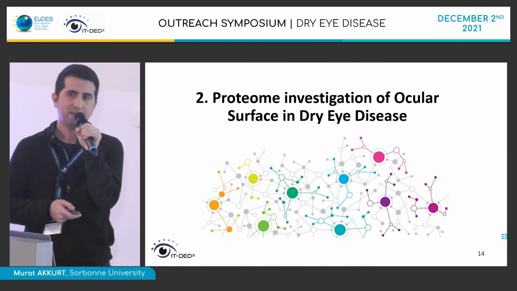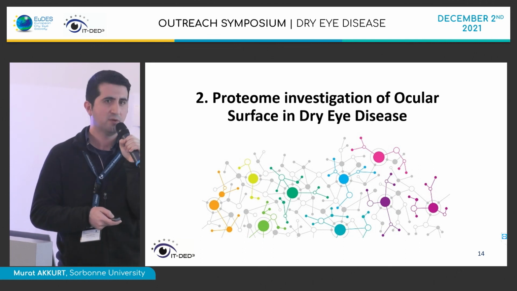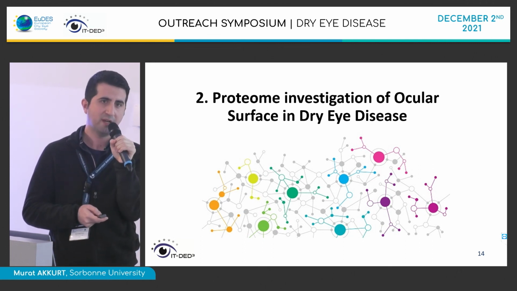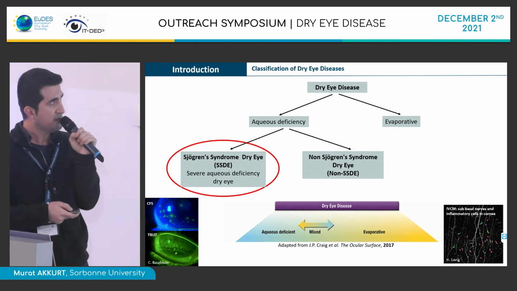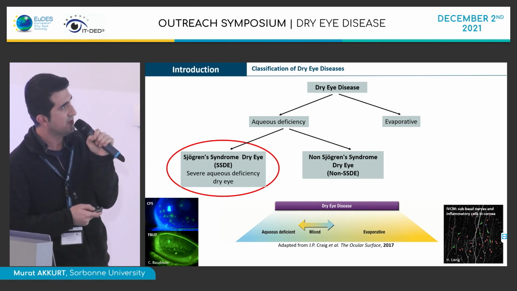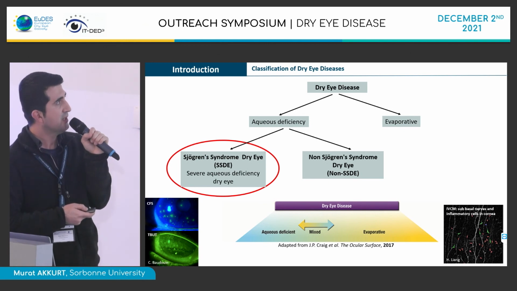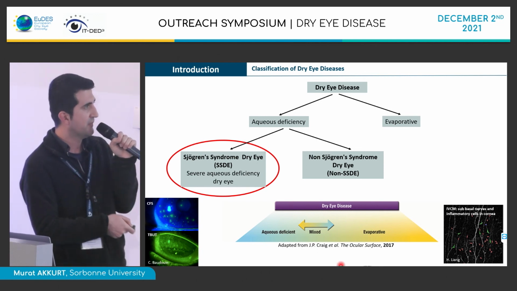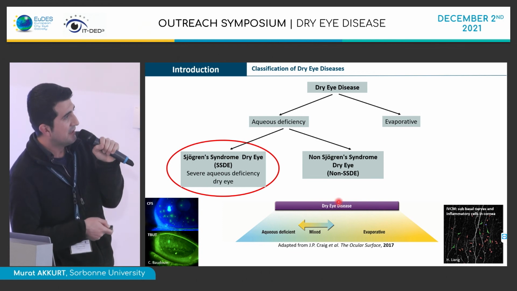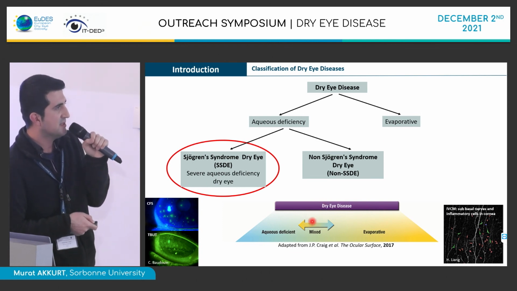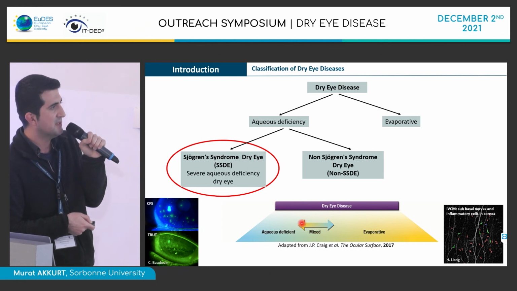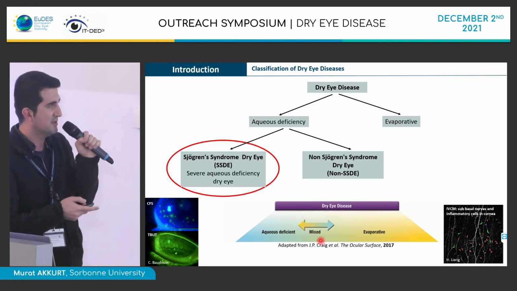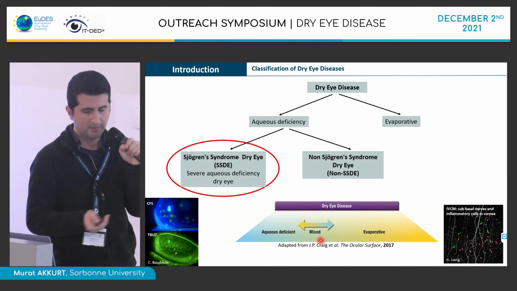So now I will present the second part of my work, which involves the proteomic analysis of dry eye patients. Again, dry eye classification is basically aqueous deficiency and evaporative dry eye. Here we employed patients suffering Sjögren syndrome, which is a severe aqueous deficiency, and we know that Sjögren is a kind of mixed dry eye disease. Most patients manifest a mixed form of dry eye disease, aqueous deficiency and evaporative dry eye.